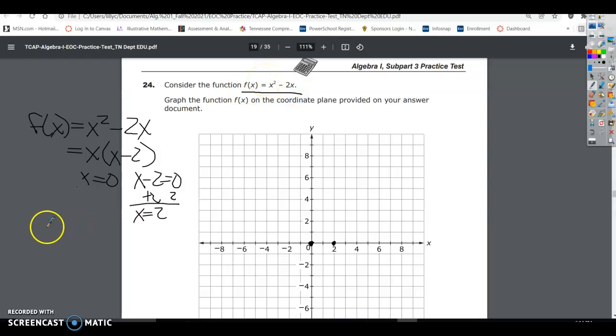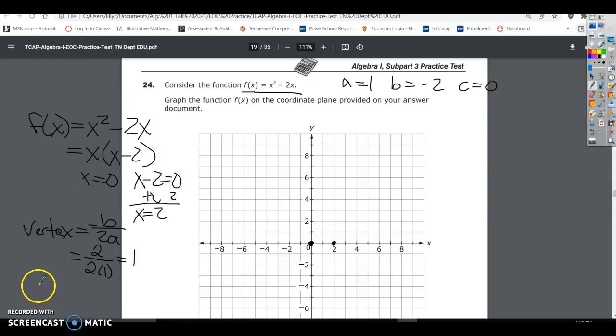And I'm going to look at my vertex by doing negative b over 2a. So remember, we can find the vertex by doing negative b over 2a. If you look up here, we know our a is 1, b is negative 2, c is 0 in this case. All right, so for the vertex, we're going to do negative b. So negative 2 is positive 2 over 2 times a is 1. So 2 divided by 2 is 1. All right, so my x of my vertex is 1.